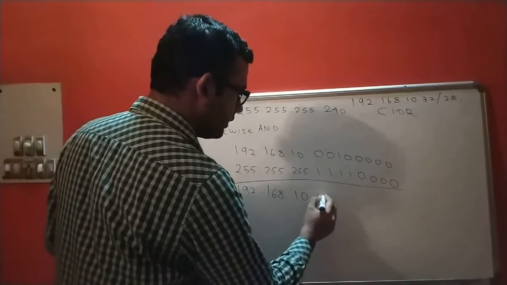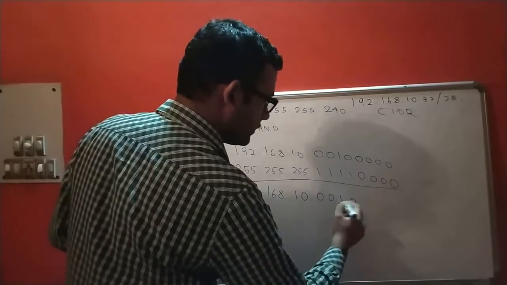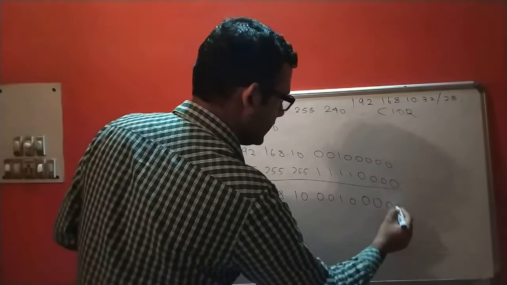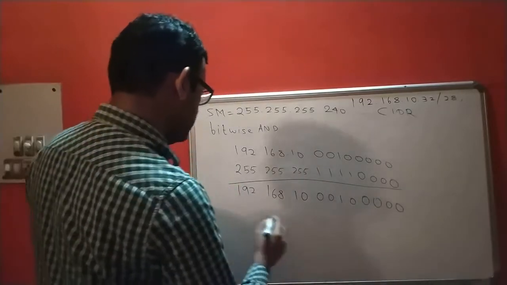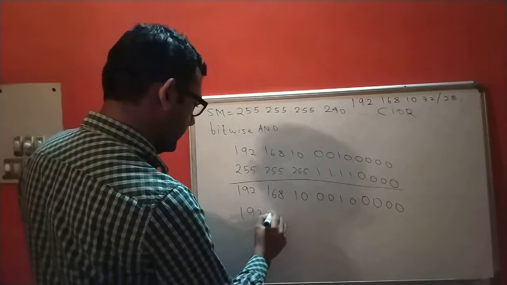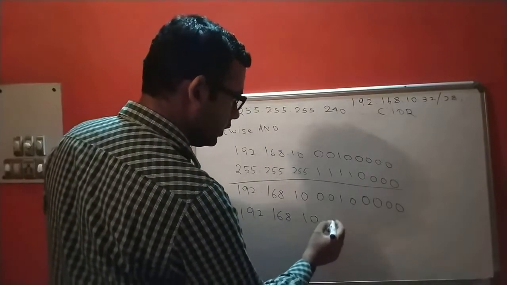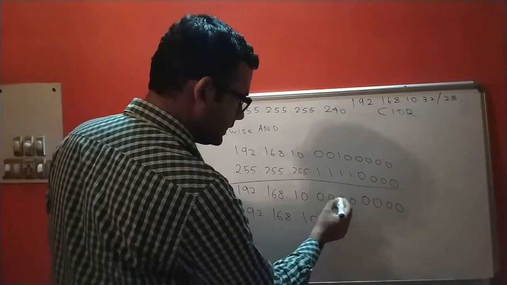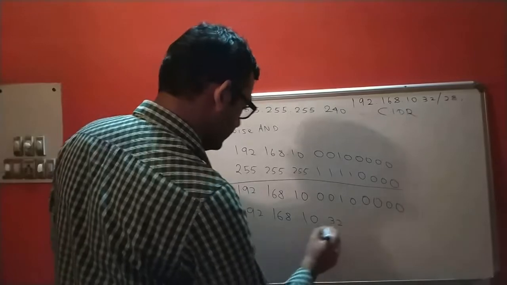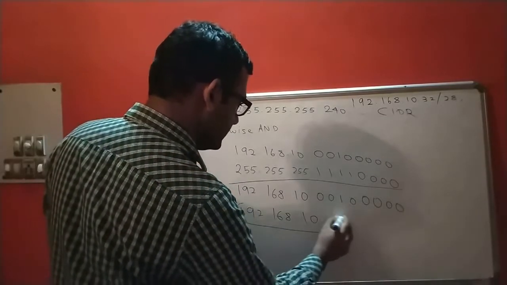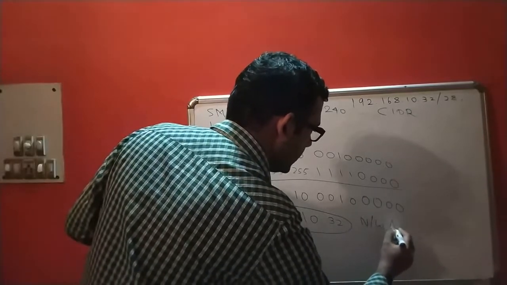So I'll get 0 here. Here again I get a 0. Here I get a 1. And then all are zeros. That's 4, 5, 6, 7, 8. So if you convert this binary pattern into decimal, the entire address is 192.168.10. This is 128, this is 64, 32. So you get back 32 itself, right? So this is my network address.